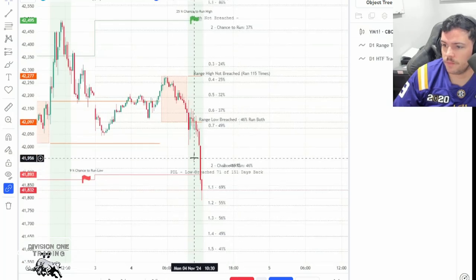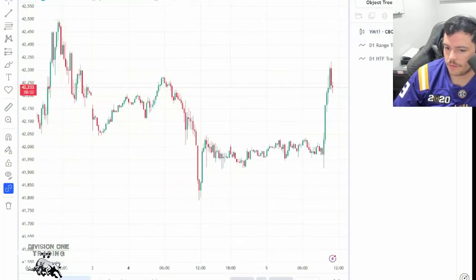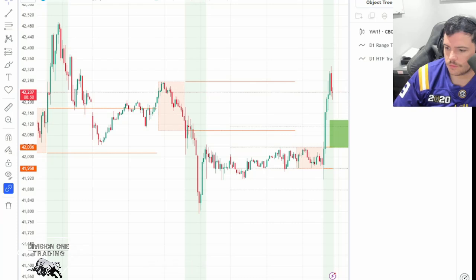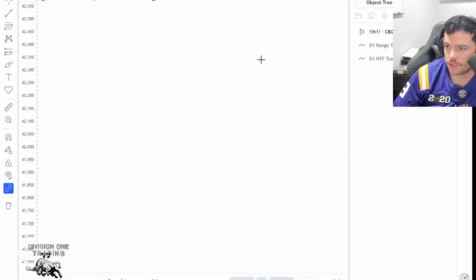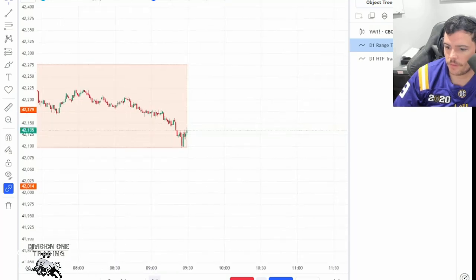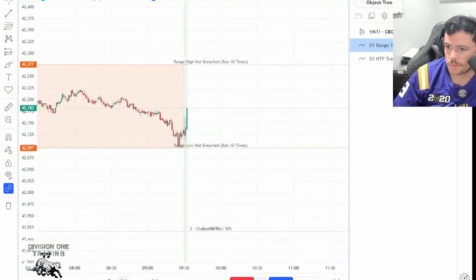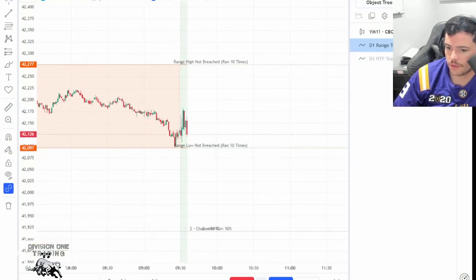So right here, let's go to the replay tool and oops. And let's check it out, that small range. Now I want to check it out with the higher time frame tool on there as well. Let me turn this off for no confusion first.